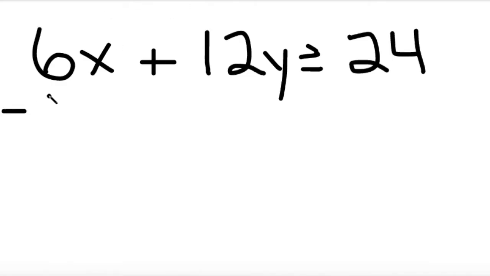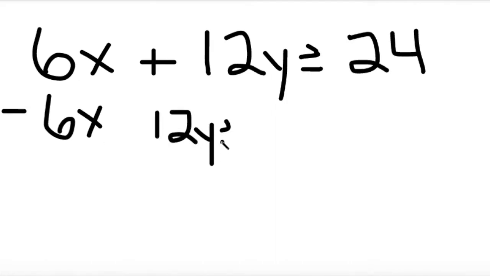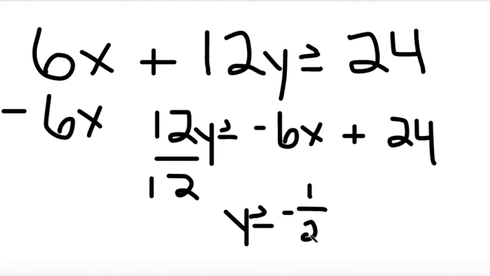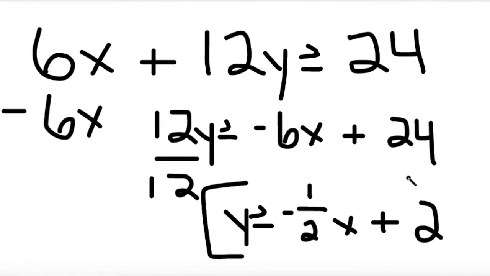Now we're going to simplify our equations by subtracting 6x from both sides, and then we are left with 12y is greater than or equal to negative 6x plus 24. Then you divide by 12 from both sides, and you are left with y is greater than or equal to negative 1/2 x plus 2 to get it into y equals mx plus b form, which is easier to graph.